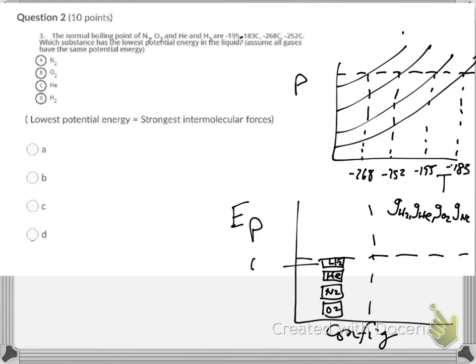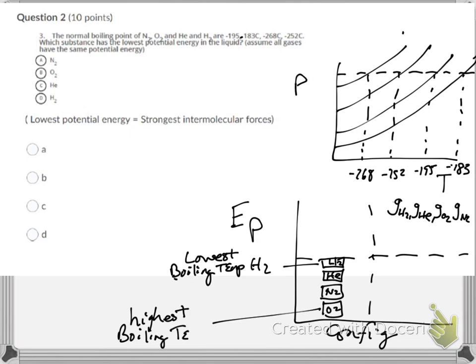Nitrogen and then oxygen. So the lowest boiling point would have the weakest interactions. The highest boiling point would have the strongest interactions. That would be O2. So the question is, which of these would have the lowest potential energy, the strongest molecular forces? Well, that's the one with the highest boiling point. The highest boiling point here is definitely going to be oxygen, at minus 183 C.